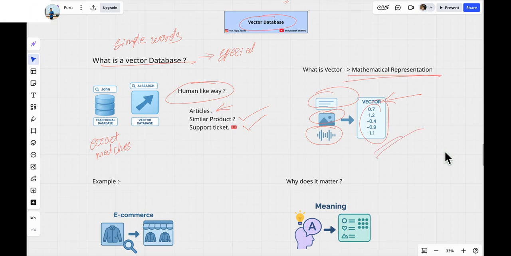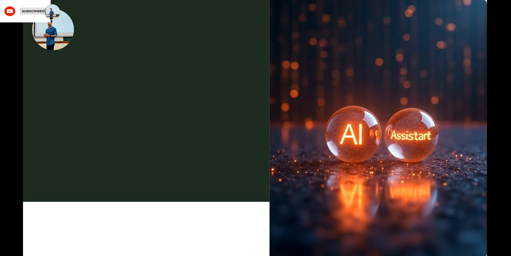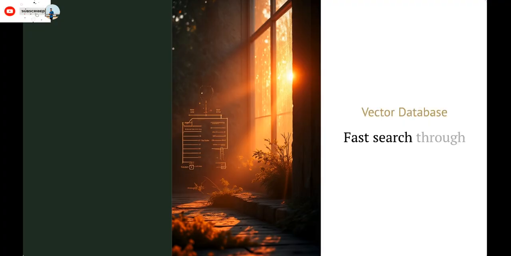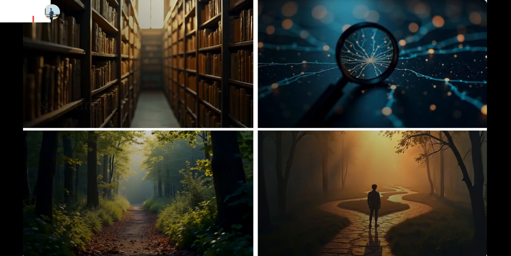For example, the words king and queen will have vectors that are close to each other. The phrases AI assistant and chatbot will also be close in vector space, even if the words are different. A vector database stores all these vectors and makes it super fast to search through them. So, when you ask, find me similar documents, it doesn't look for the same words, it looks for the closest vectors. That's why it's sometimes called semantic search.